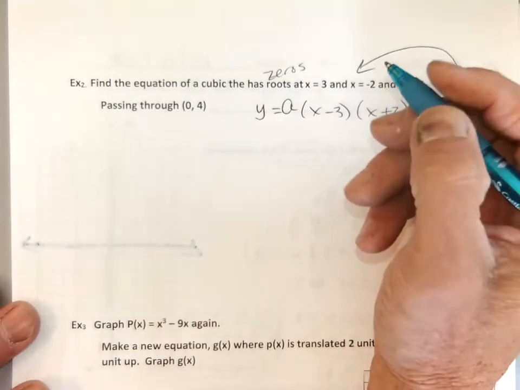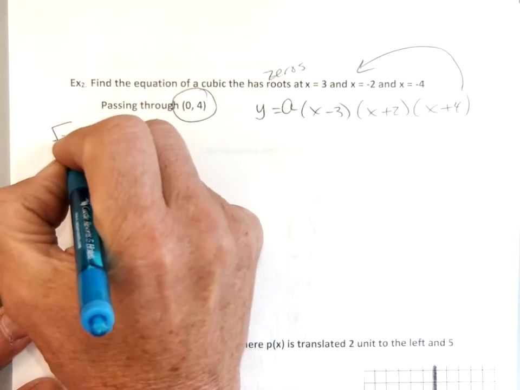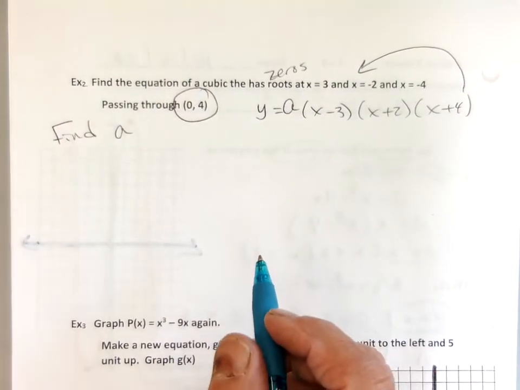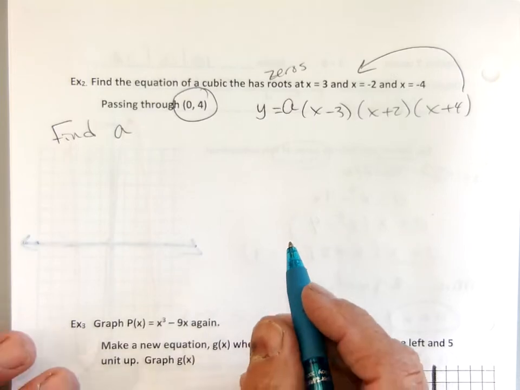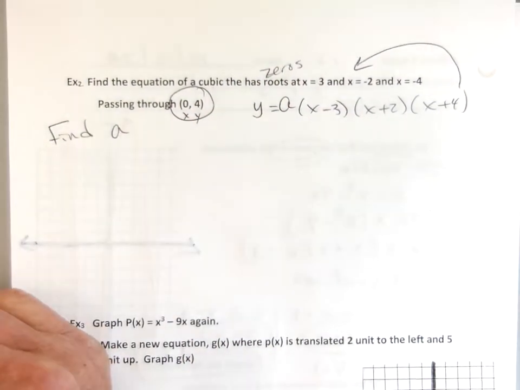Now, there is some value, we call it a, that makes this thing go through the point (0, 4). So what we're going to do is find a. All right, we can do that. We've done this before. That is an x value, and that's a y value. Every point has an x and a y, right?